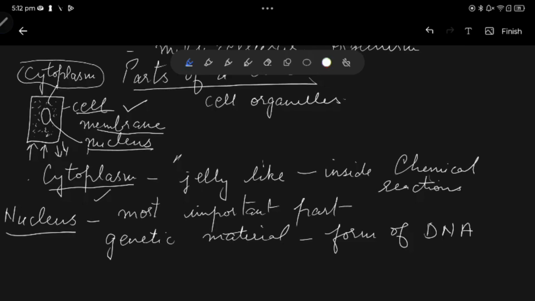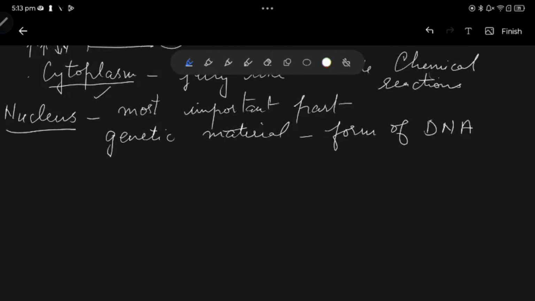Now we know that all cells are made up of these three main parts: cell membrane, then the nucleus, then the cytoplasm. So all these three parts are present in all cells, whether it is a plant cell or an animal cell. We must know, is there any difference between a plant cell and an animal cell?